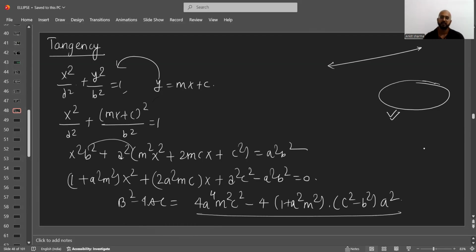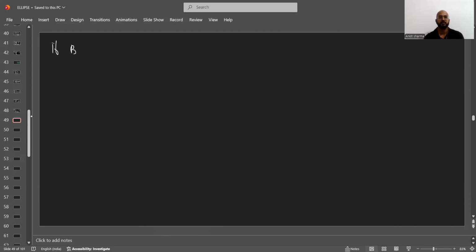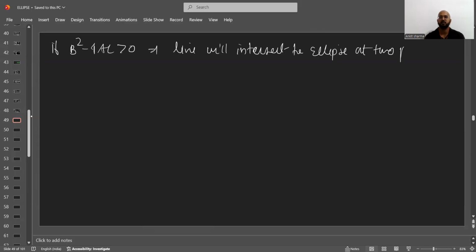Now this is what I have. So the next part is, if this is positive, then this will have two roots. So if this will have two roots, then my line will intersect the ellipse. So we'll write down there. If b square minus 4ac is positive, this implies the line will intersect the ellipse at 2 points.